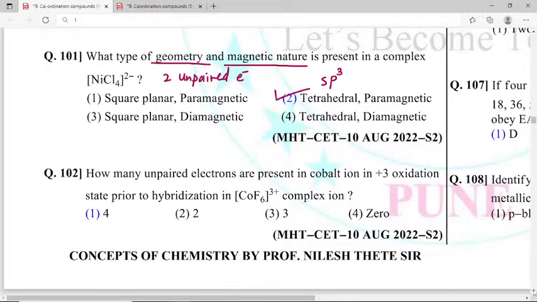So sp3 hybridization, tetrahedral. How many unpaired electrons are present in cobalt ion in +3 oxidation state, CoF6 3-? 4 unpaired electrons. Type of hybridization sp3d2, sp3d2 type of hybridization.